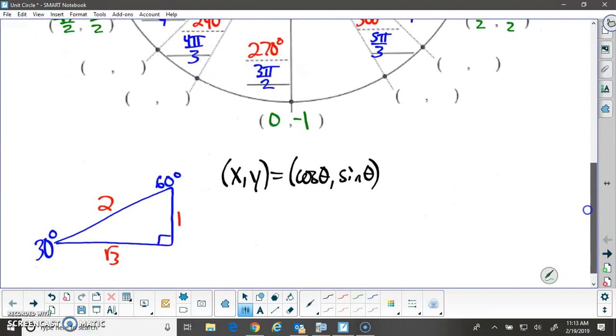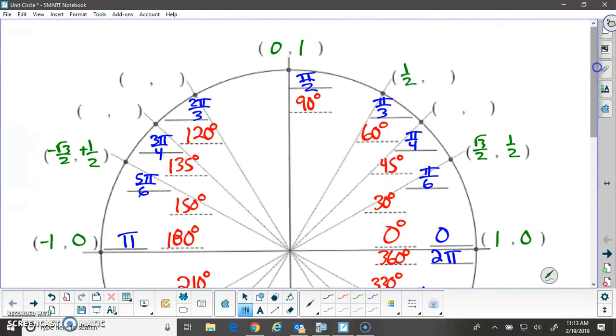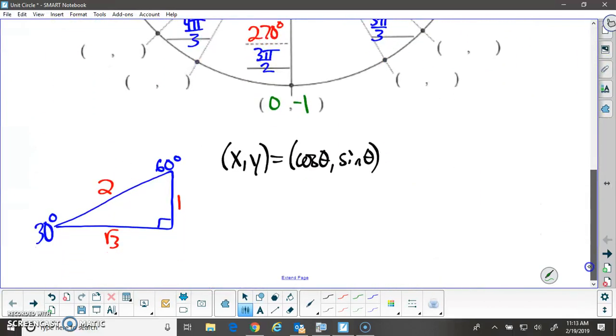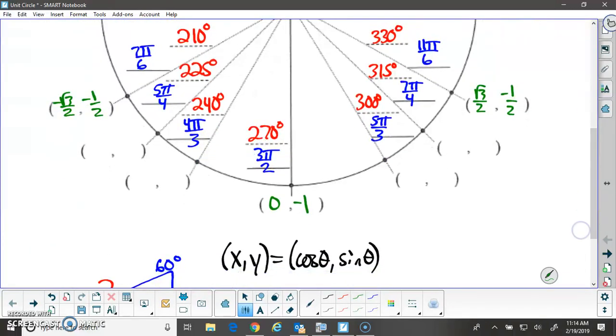Now if we go to 60 degrees, the cosine of 60 is 1/2. And the sine of 60 degrees is opposite over hypotenuse, square root of 3 over 2. Based upon symmetry, this coordinate point would be the same thing, except for the x value is negative. Based upon symmetry, this would be the same thing, except for the y value is negative. And in the third quadrant, they're both negative.